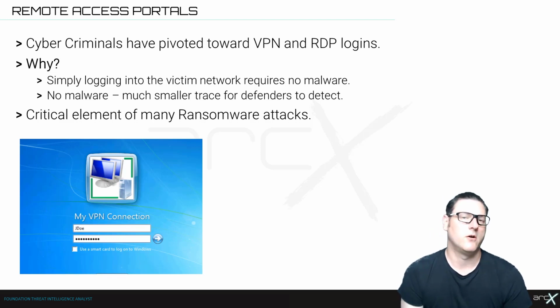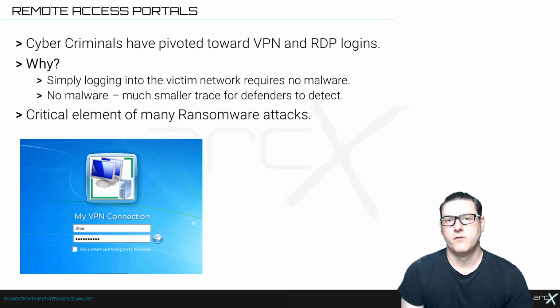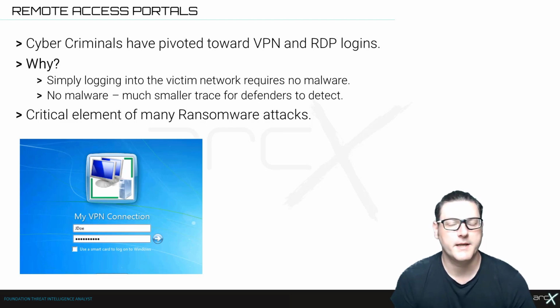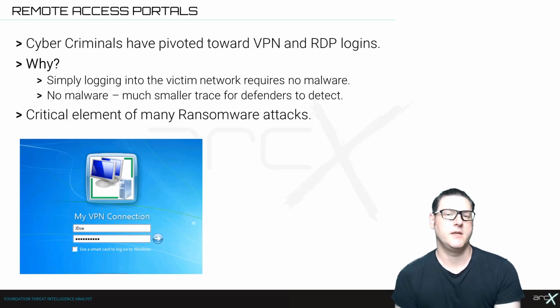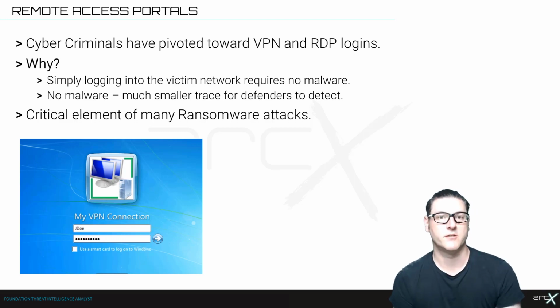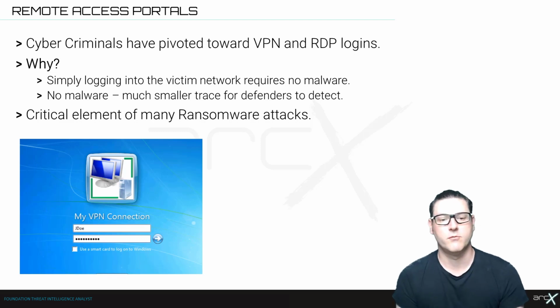There has been a bit of a pivot of late of cybercriminals moving towards VPN and RDP logins as an initial infection vector over and above email. So why is that? Because it removes a step. You don't need to send an email that might or might not have an infection, be taken up by the user. You can simply log into a system as if you were a user. That cuts down a step. It also reduces your footprint, and it means that you're not actually deploying malware at that initial point. You just look like any other user.